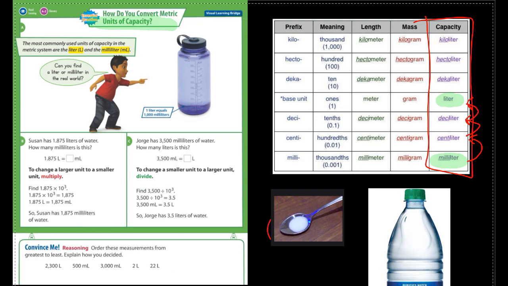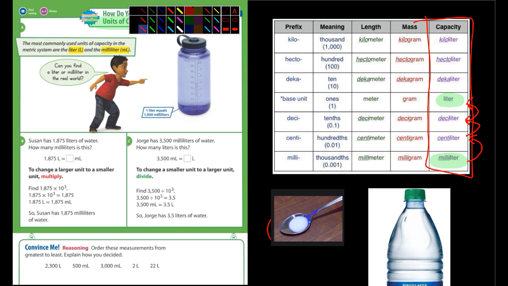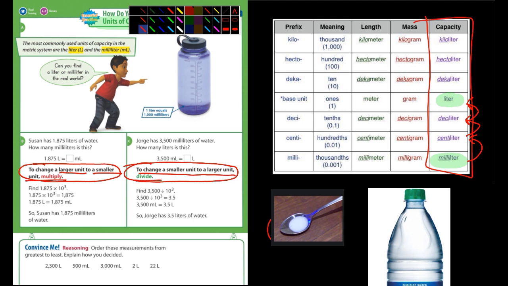So this very first page here in 12.5, it typically says to change from a larger unit to a smaller unit, you multiply. To change from a larger unit to a smaller unit, you multiply. To change from a smaller unit to a larger unit, you divide.